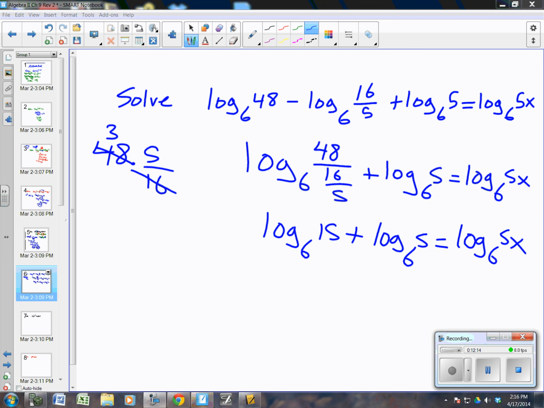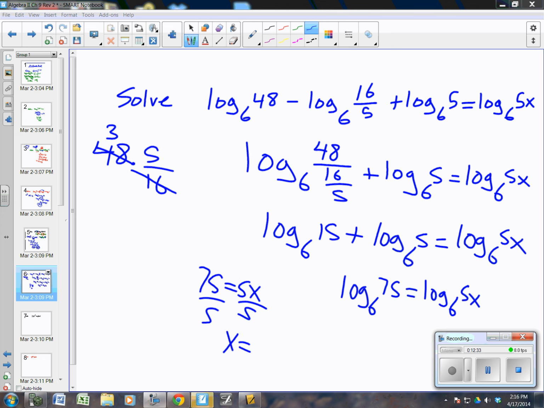Then we use the product property to combine these two. So you multiply 15 times 5 and you get 75. And then since they're both log base 6, that means 75 has to be equal to 5x to make that true. Divide by 5, and you get x equals 15. Good job on that one.